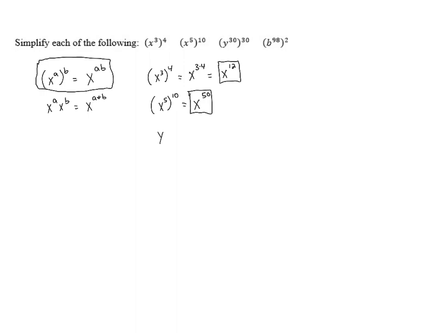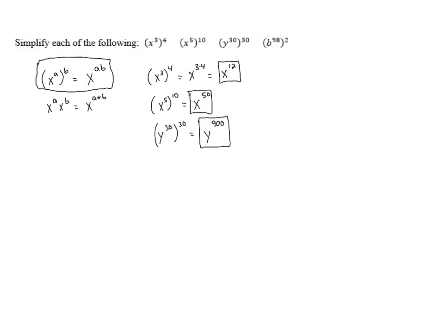Next, we have y to the 30th raised to the 30th. Again, we multiply the exponents, and 30 times 30 is 900. So we have y to the 900th power, which is huge, but it is what it is.